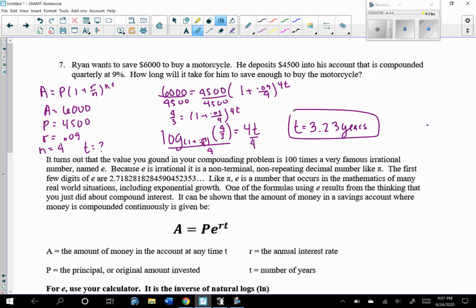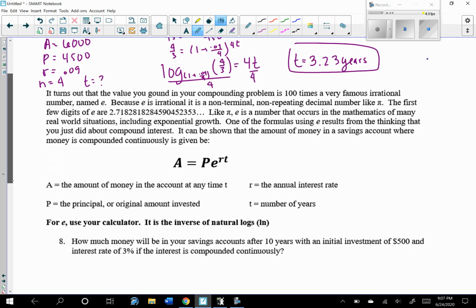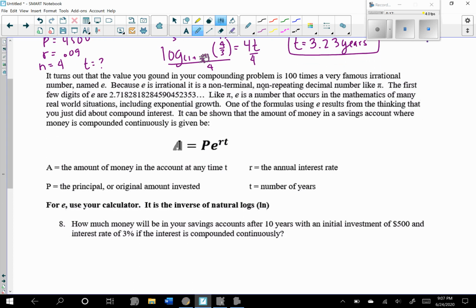So for the next problem, it turns out that the value you're going to be compounding the problem is 100 times a very famous irrational number named e. Because e is irrational, it's a non-terminating, non-repeating decimal like the number pi. The first few digits of e are 2.71828, etc. Like pi, e is a number that occurs in many real-world situations, including exponential growth.